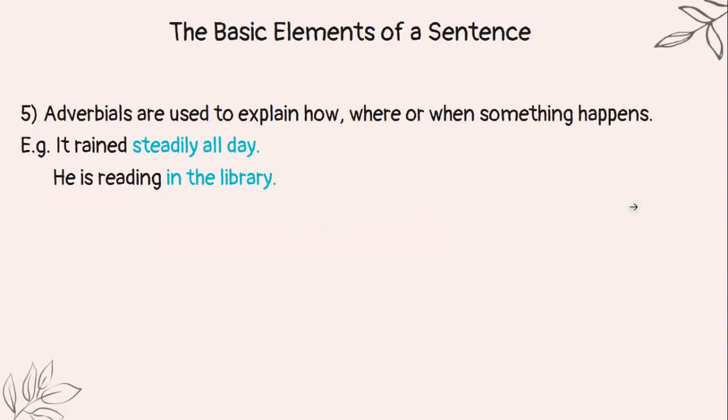Number 5. Adverbials. Adverbials are used to explain the manner, the place, or the time in which something happens.